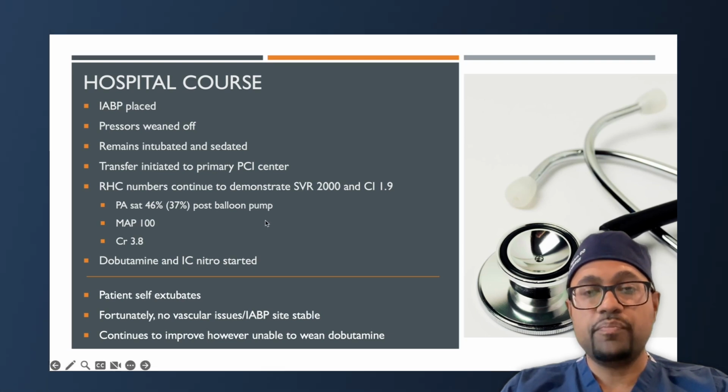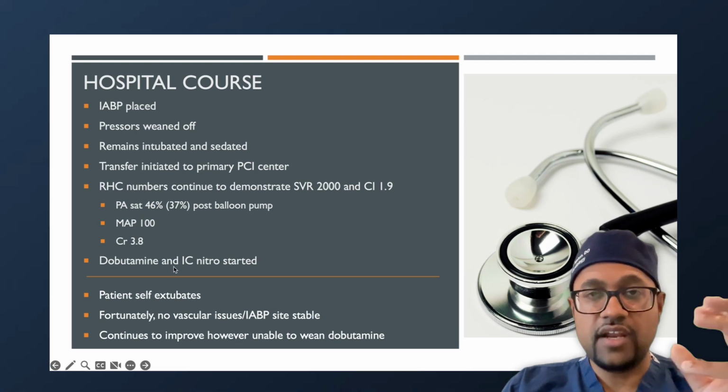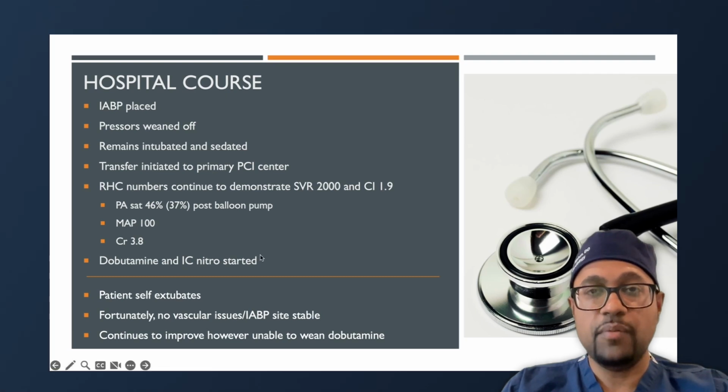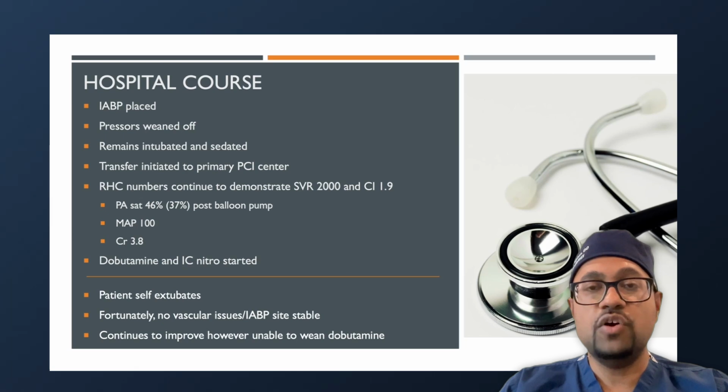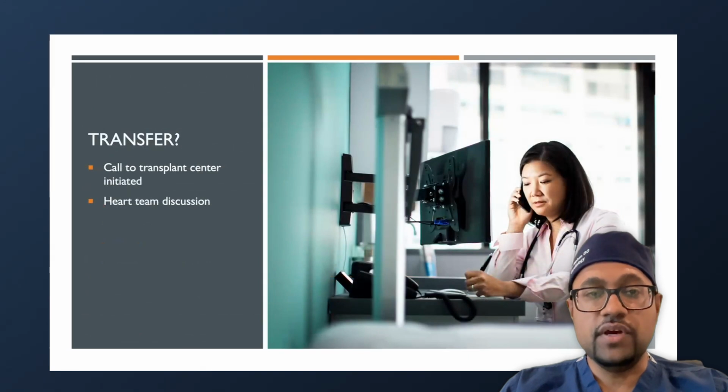Right heart cath numbers continued to demonstrate the patient had cardiogenic shock. So I did place the patient on dobutamine to help the heart contract and help perfuse the patient. The patient did well, and we were able to extubate. There were no issues with the leg where the balloon pump was, but we were unable to get the patient off of dobutamine. So I needed to figure out a way to get this patient out of the hospital. So what do I do at this point?